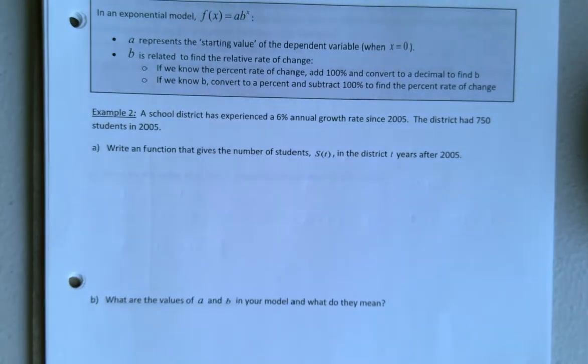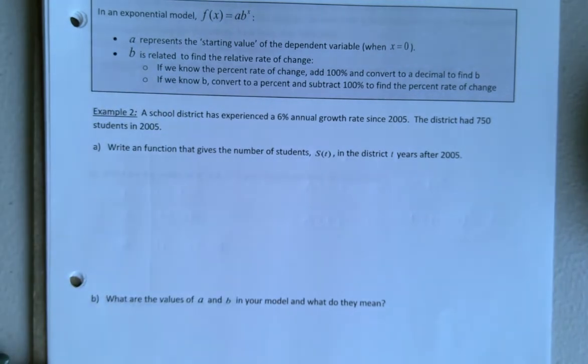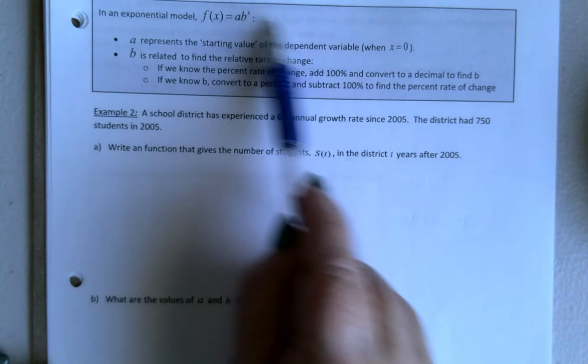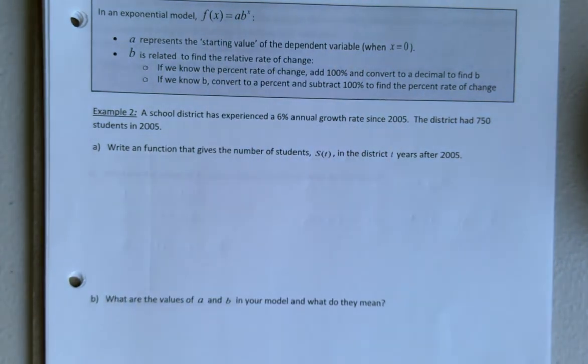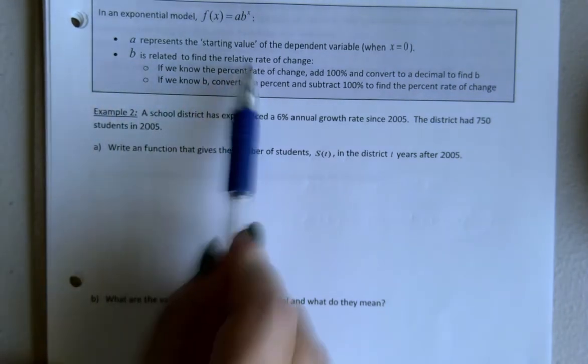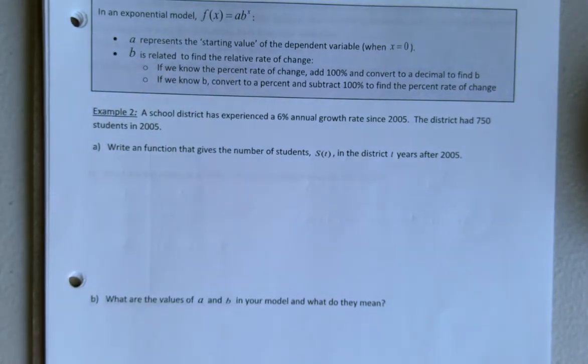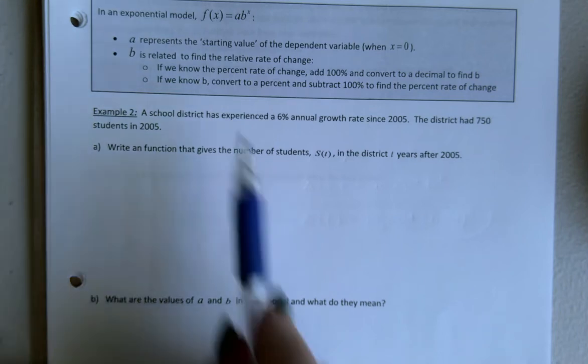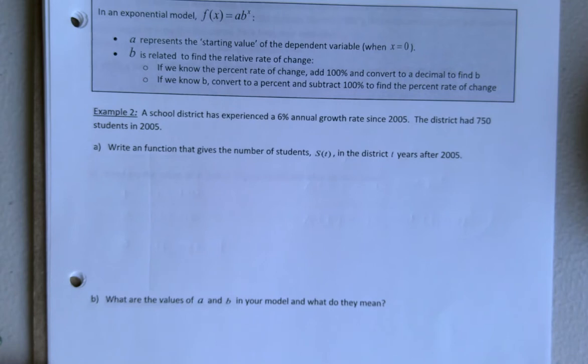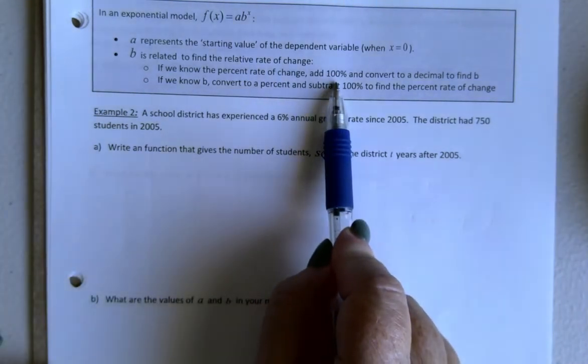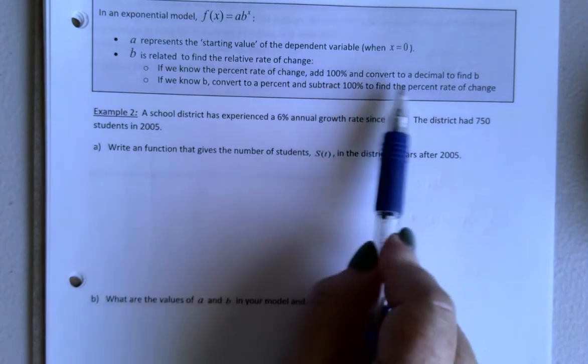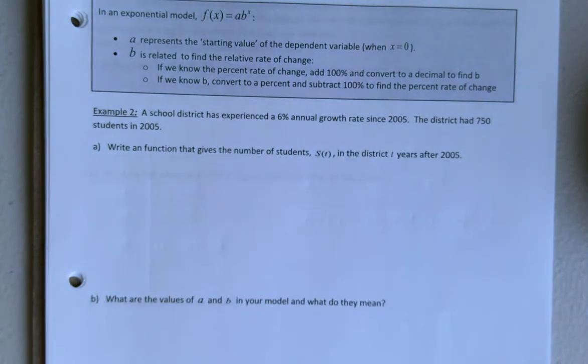In our exponential model, f of x equals a times b to the x. Again, a represents the starting value when x, or whatever your independent variable is, equals 0. B isn't exactly the relative rate of change, but it's very closely related. If we know the percent rate of change, we simply add the 100% that we were bringing over from the previous line, and then convert it to a decimal to find our B.